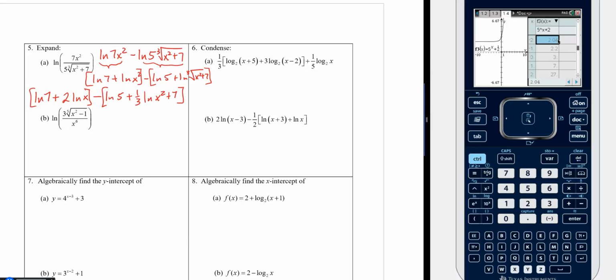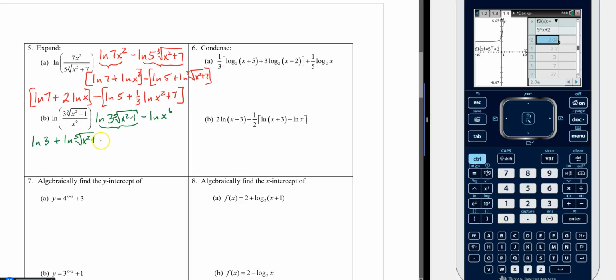B, I'm going to start the same way. Let me change colors real quick. So again, I'm going to start by separating the top and the bottom. So that's the natural log of 3 times the 5th root of x squared minus 1 minus the natural log of x to the 6th. And then I'm going to separate this out into the natural log of 3 plus the natural log of the 5th root of x squared minus 1 minus, I'm going to go ahead and move that 6 to the front, 6 natural log of x.